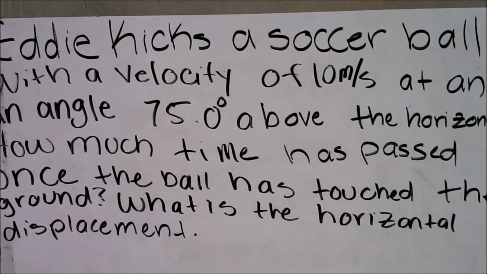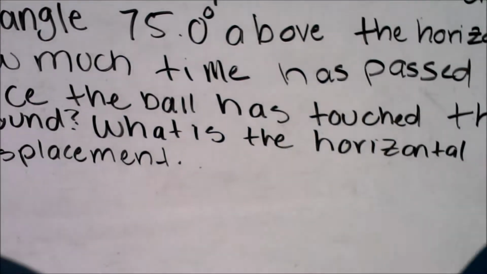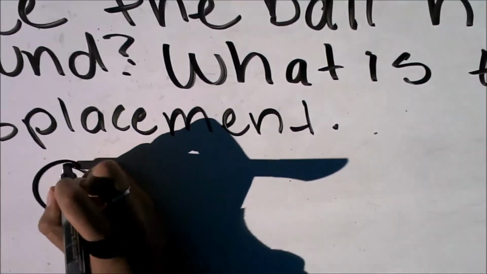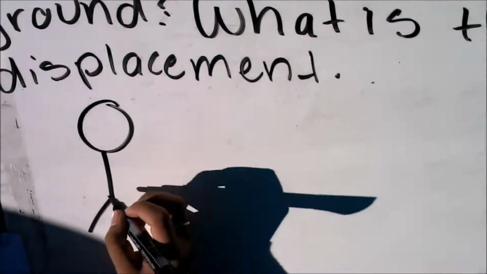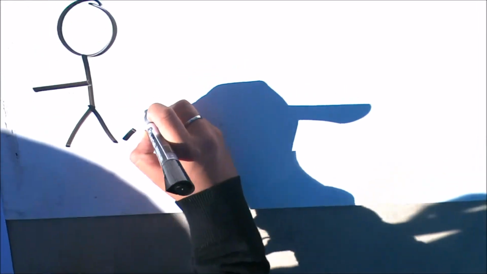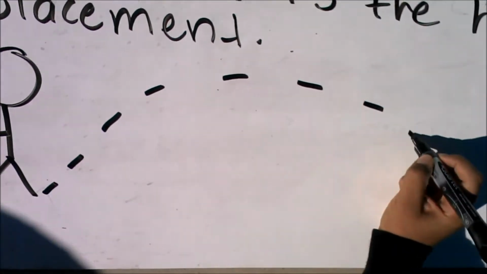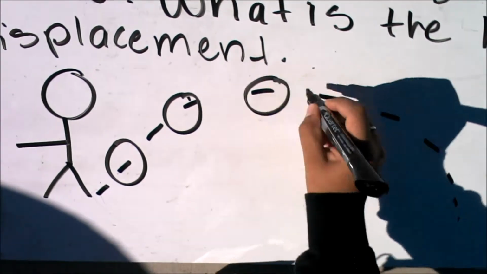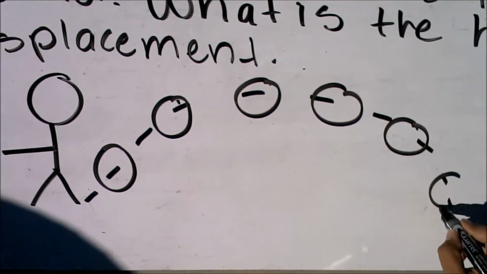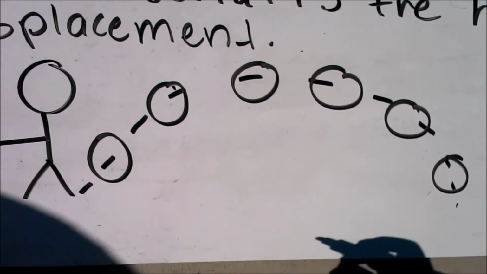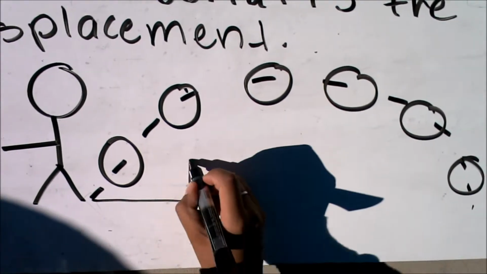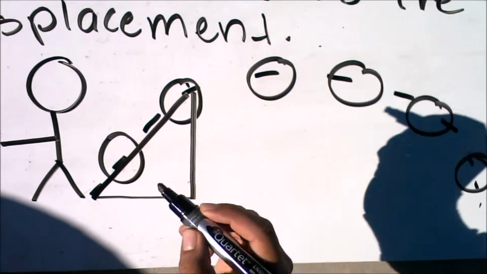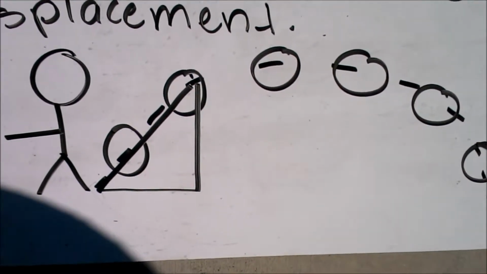So to solve this problem, the first thing you have to do is draw a picture. So I could draw Eddie, and then the path of the ball is obviously going to go up and come down, and then the soccer ball, and this is the triangle.